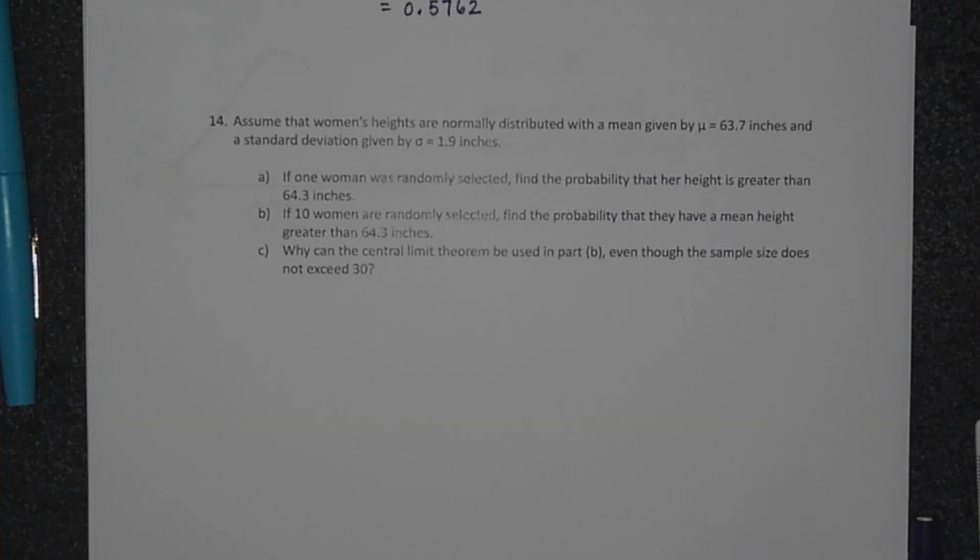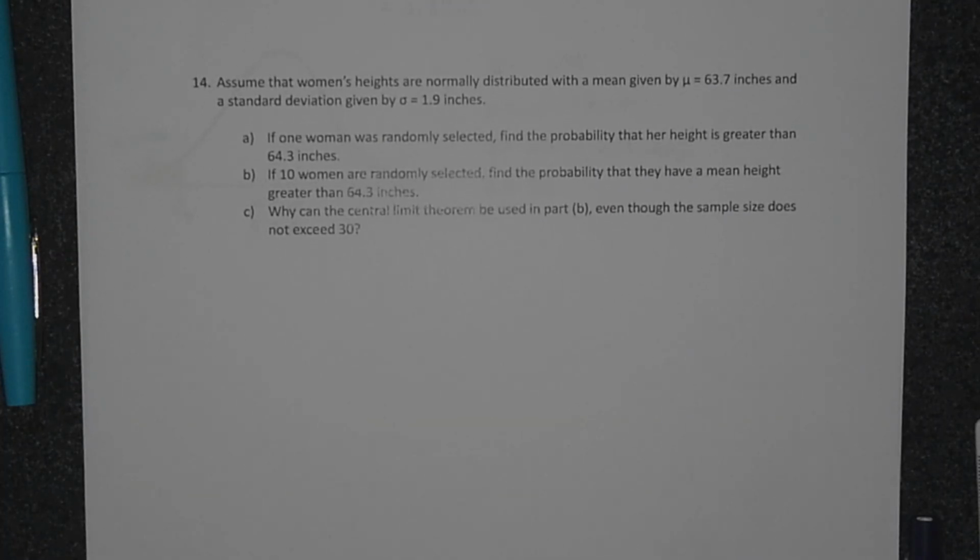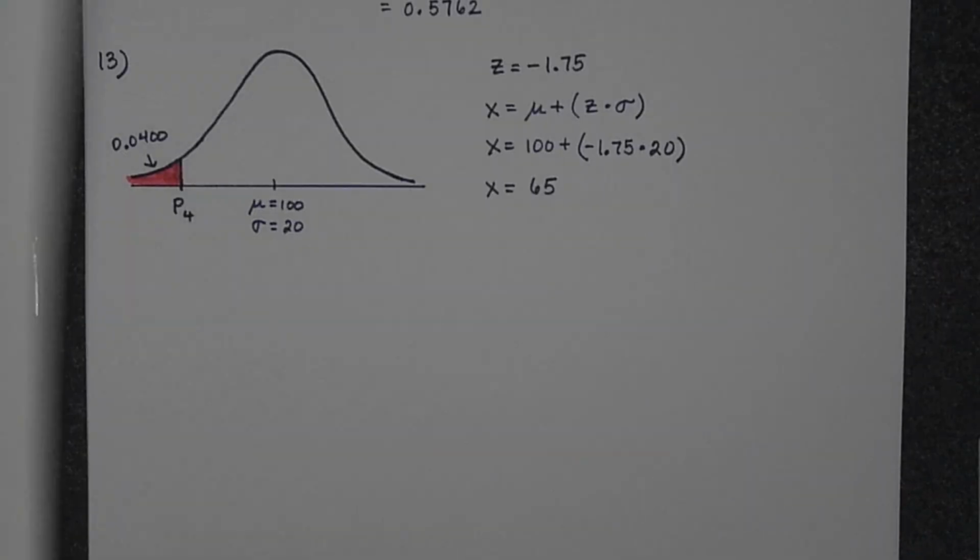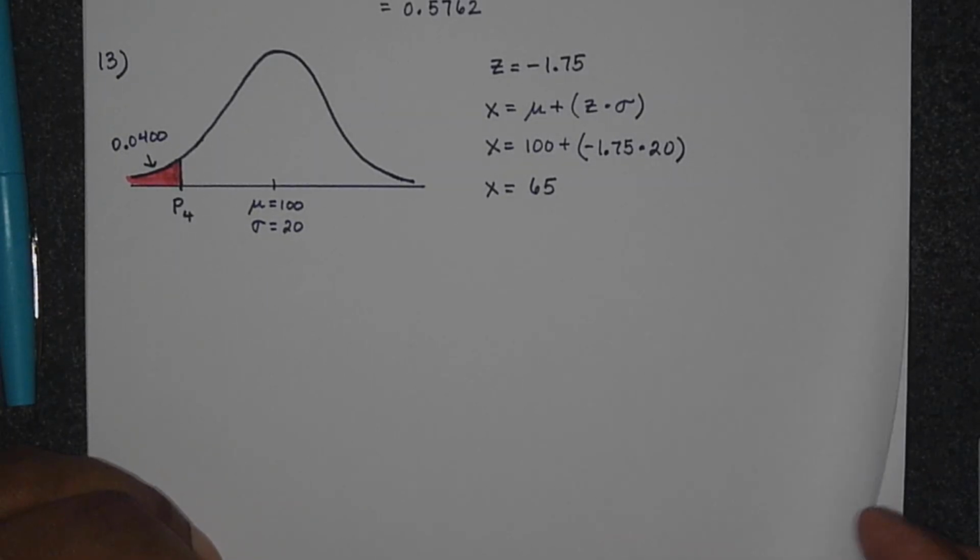Here we have to use the central limit theorem. Assume that women's heights are normally distributed with a mean given by mu equaling 63.7 inches and a standard deviation given by sigma equaling 1.9 inches. Part A says this: if one woman was randomly selected, find the probability that her height is greater than 64.3 inches. All right, so let's start with part A.